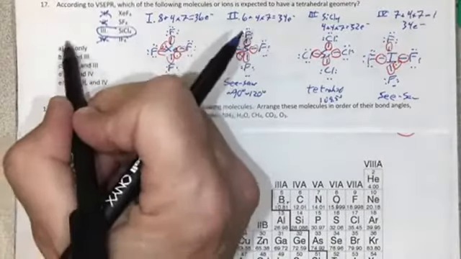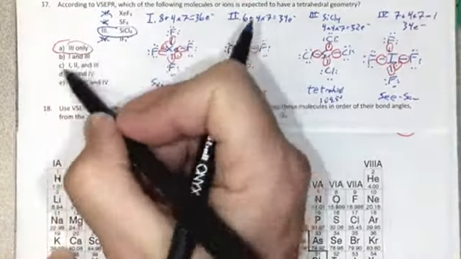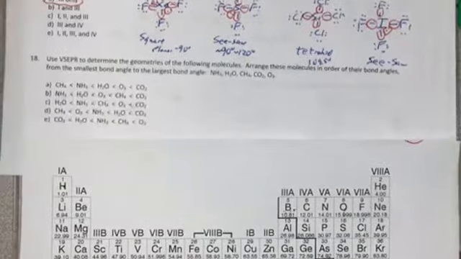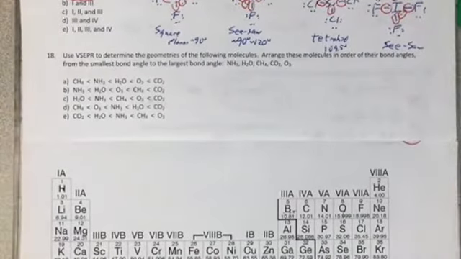Now notice when I solve one of these Roman numeral questions, I don't even focus on A, B, C, D, and E first. I focus on each Roman numeral, and then you can't go wrong if you do it that way. Question number 18. Use VSEPR to determine the geometries of the following molecules and arrange them in order of their bond angles from the smallest bond angle to the largest bond angle.